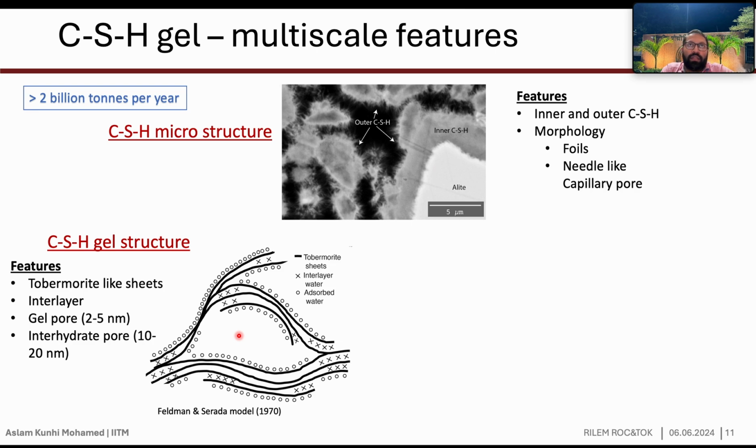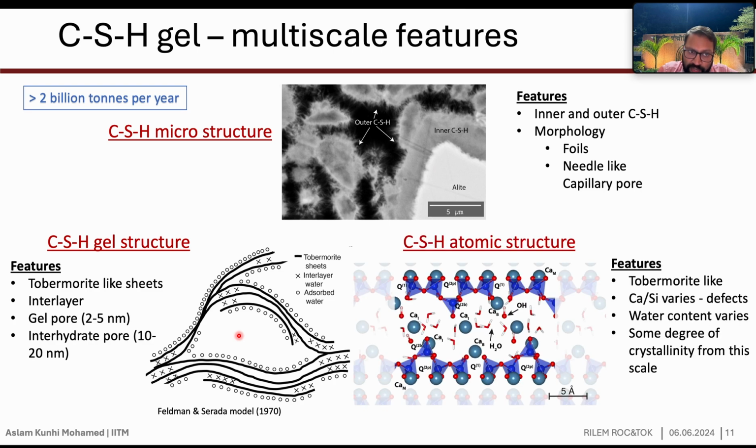So far no one has really been able to give a picture or a representative of where exactly the gel pore is. It is still not known. And then these are the tobermorite-like sheets, and you have the interlayer between them, and these sheets are separated by some kind of gel spaces which are 2 to 5 nanometers.